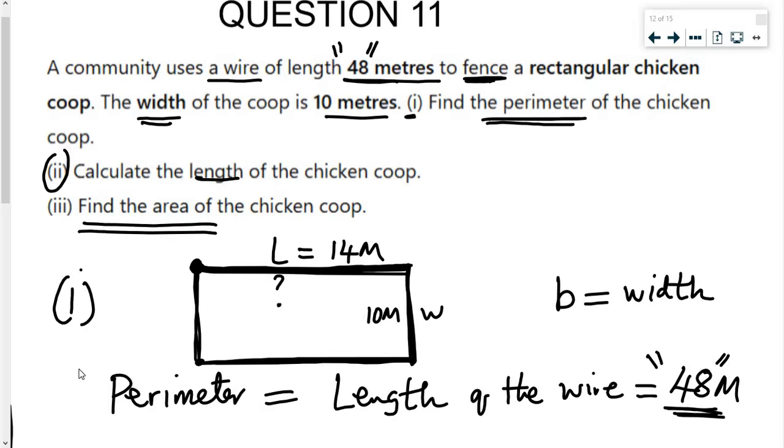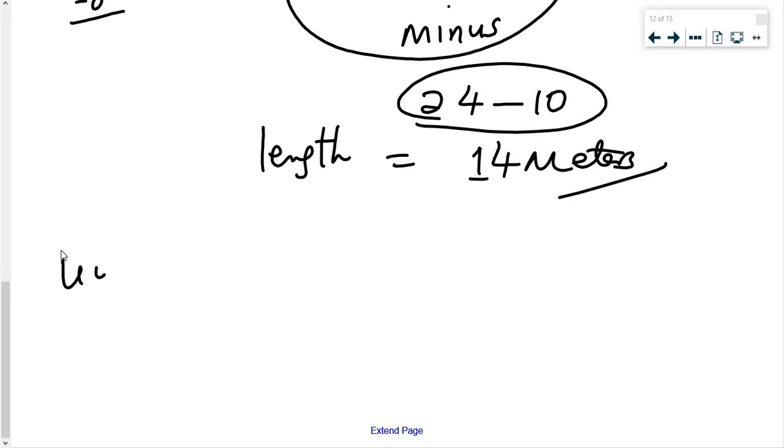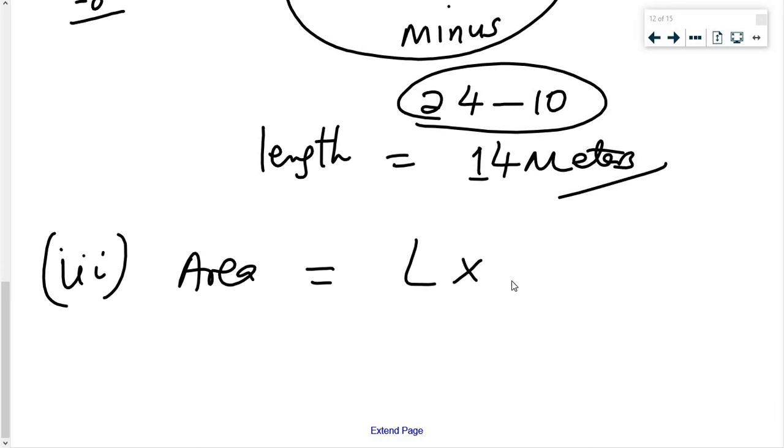Can you find question 3, which is find the area of the chicken coop? This chicken coop is in the shape of a rectangle. So find the area of this rectangle. So you write question 3. Area equals length into breadth, or length into width, same thing. How much is the length?